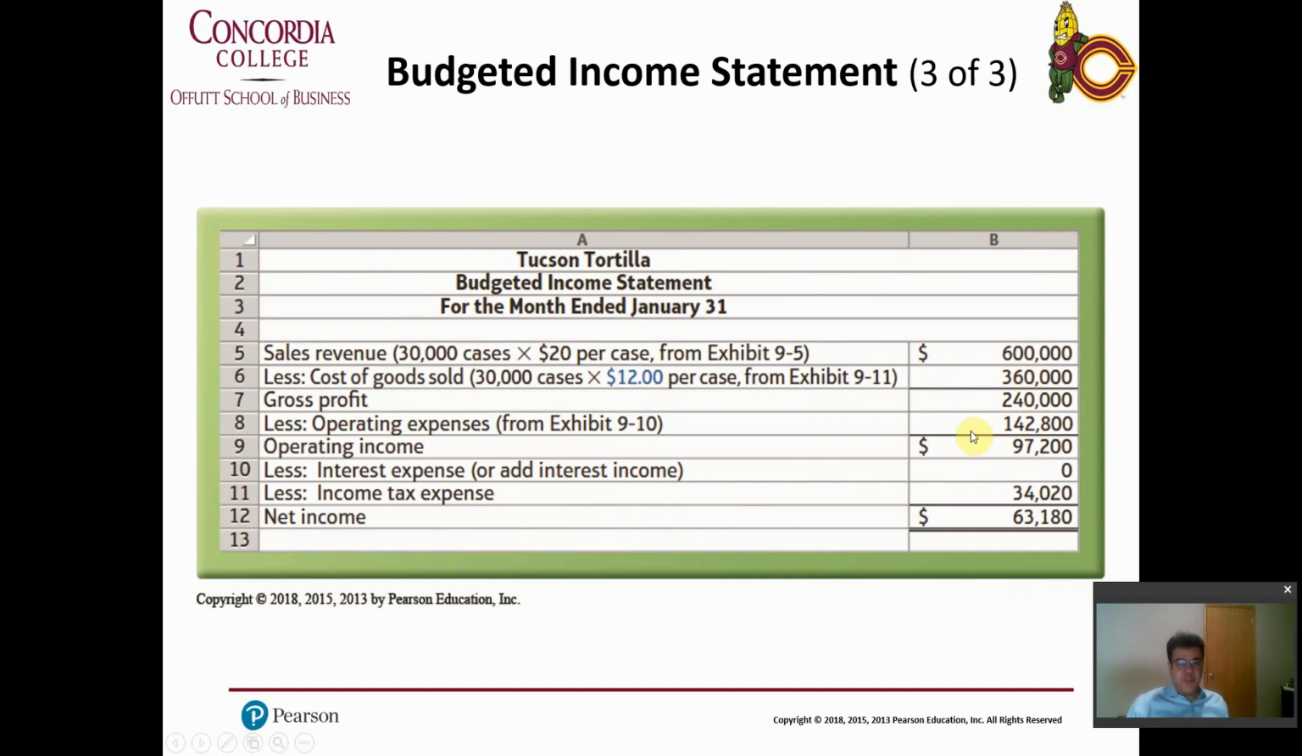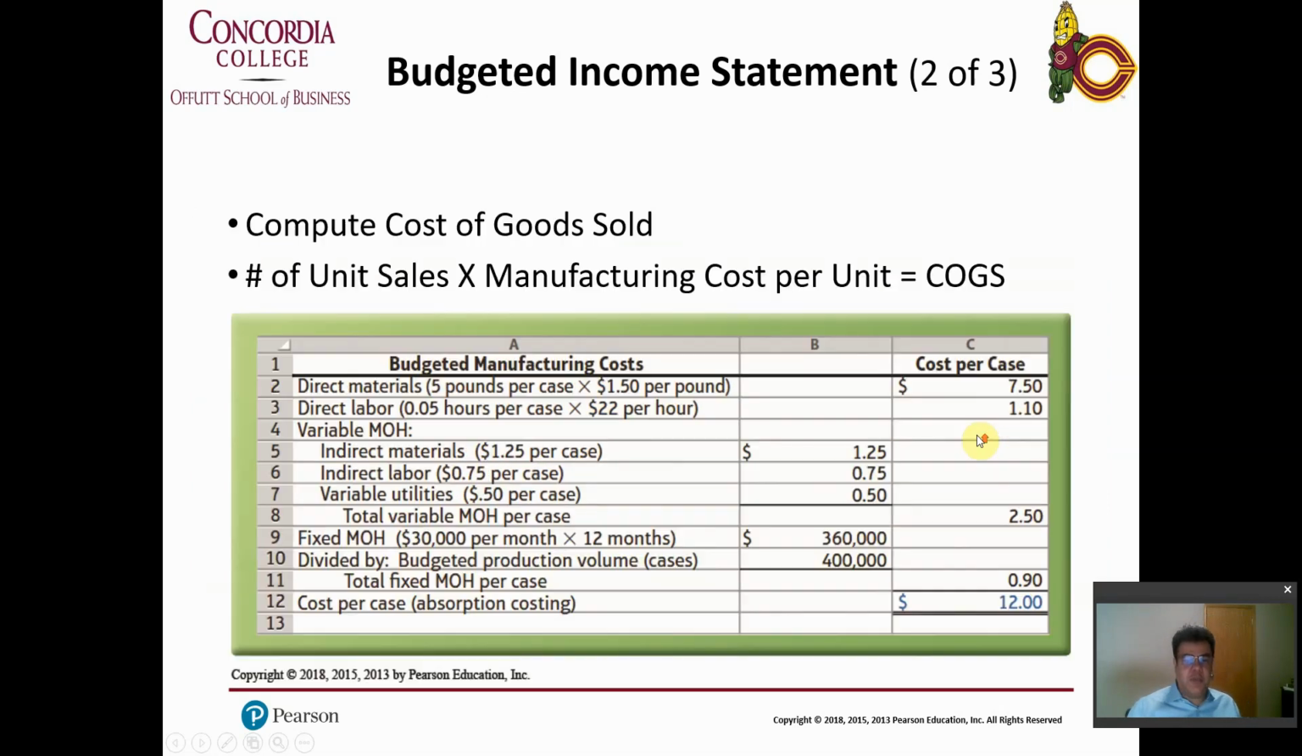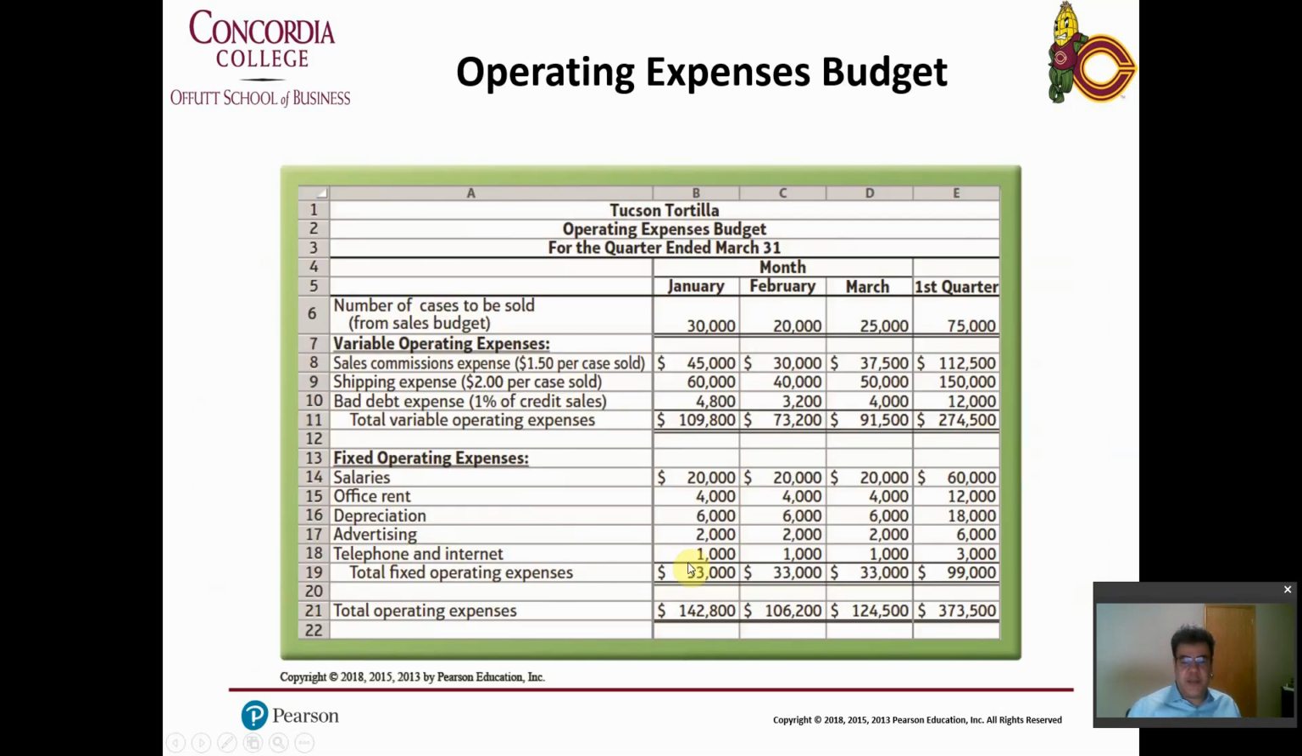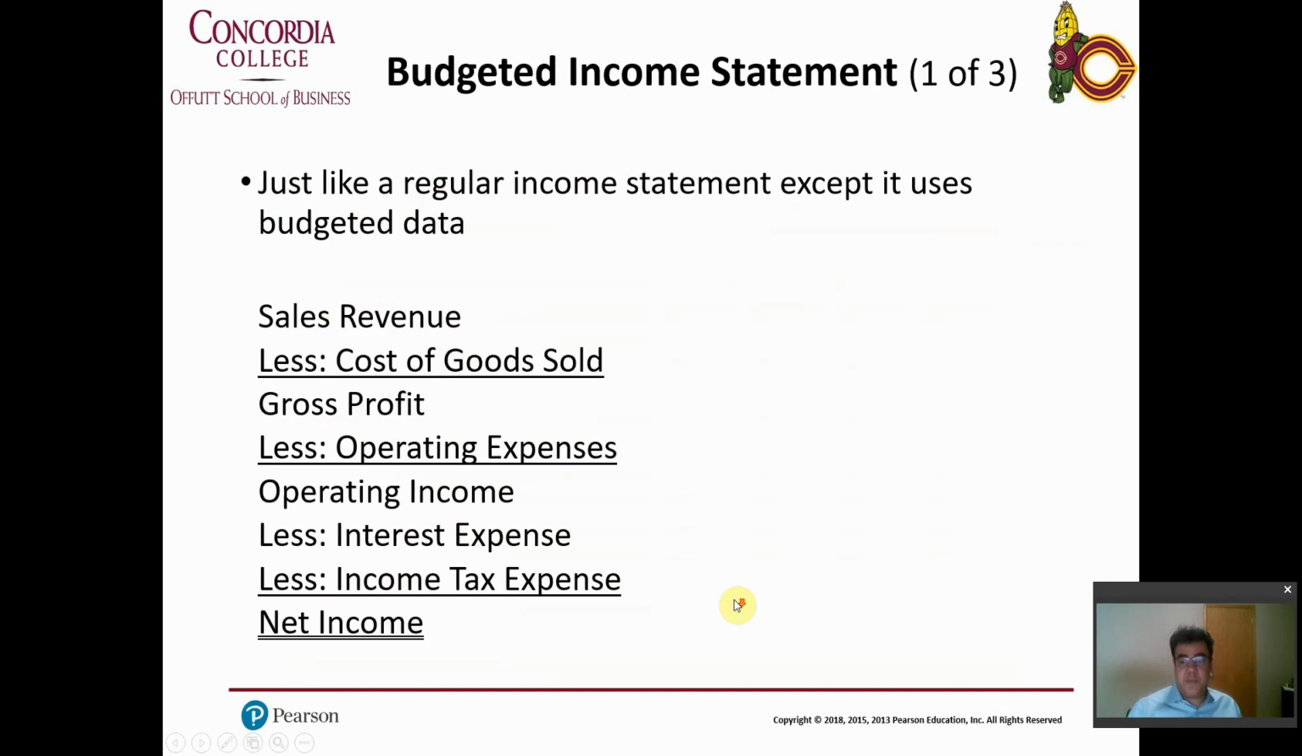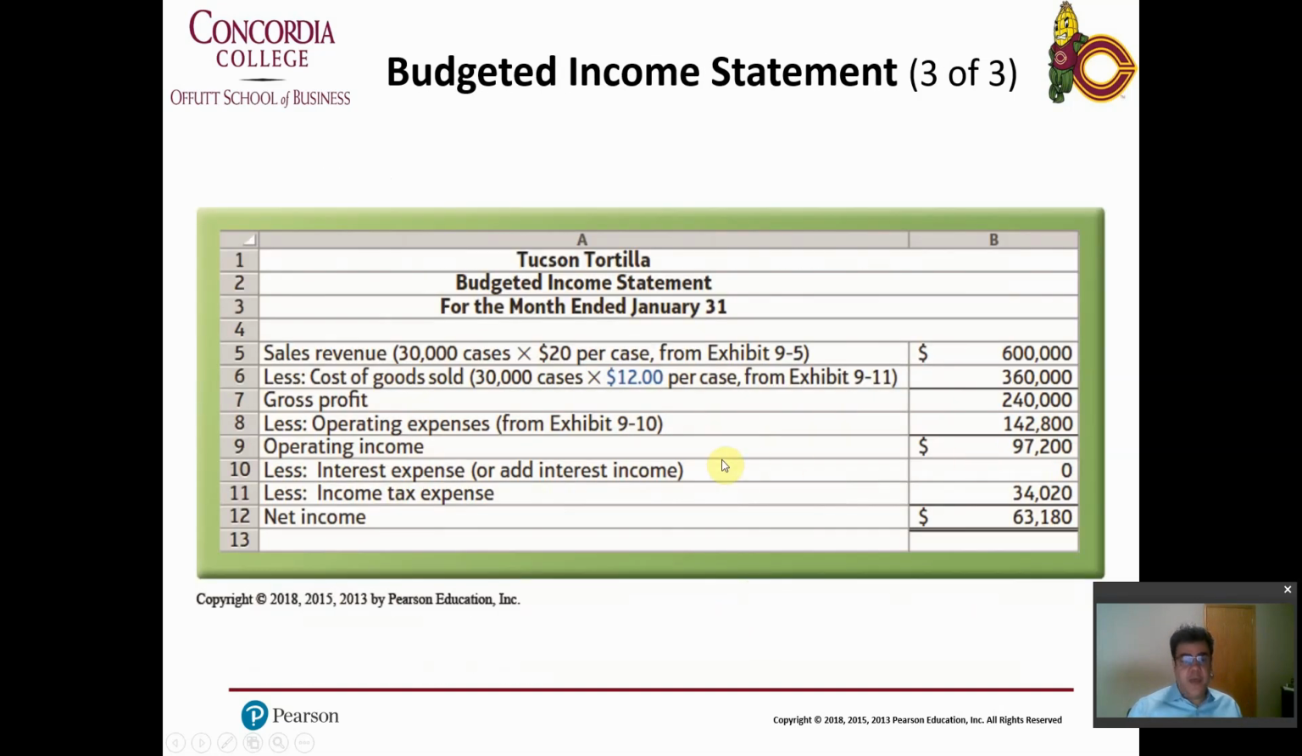Gross profit, sales less cost of goods sold. Operating expenses, 142.8. That is operating expenses here. And then our operating income 97. We have no interest expense for now. Income tax expense part of this operating income, and then the net income. Okay.